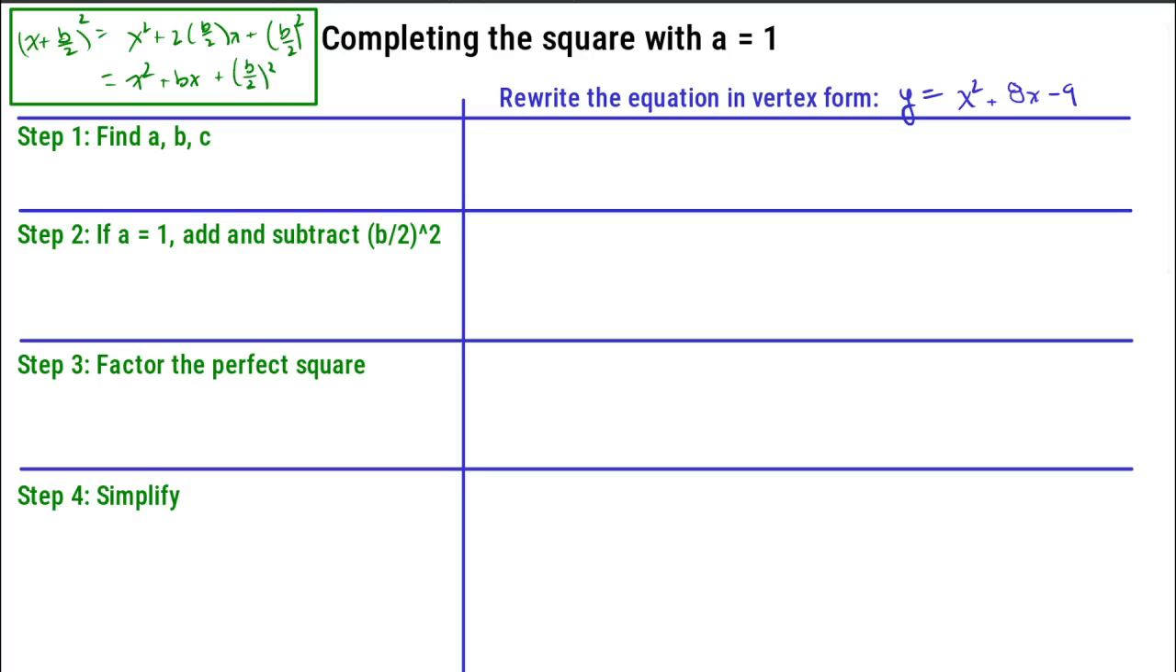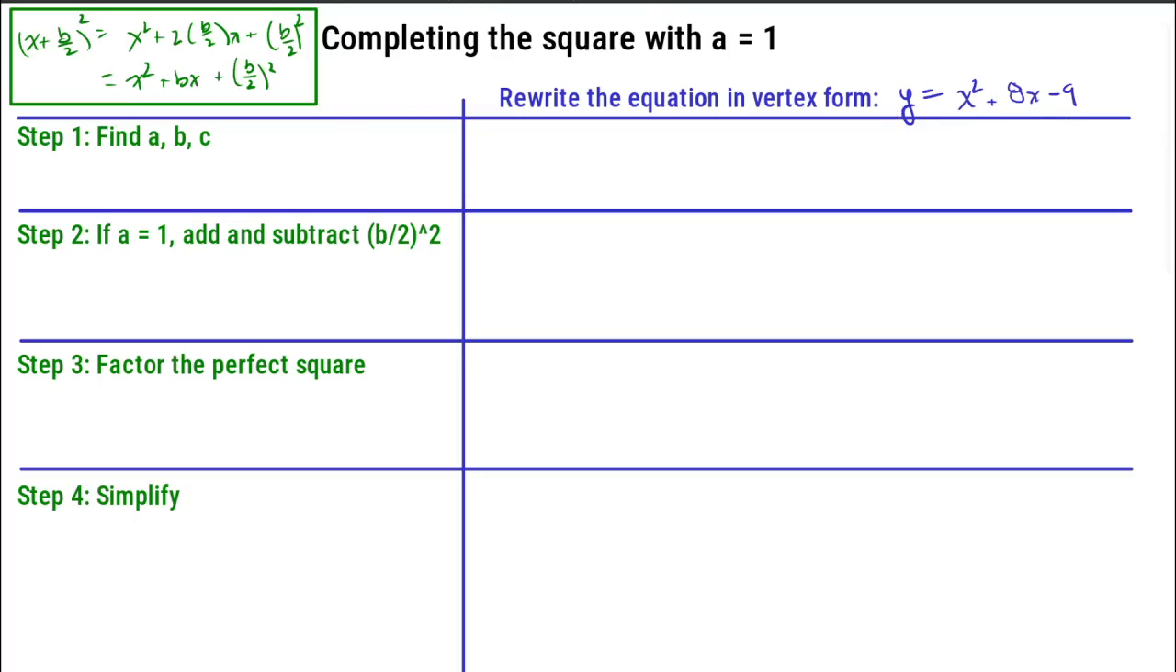And so if we're trying to rewrite things in vertex form, this b over 2 squared factor is going to be the key that allows us to get there. So let's try this example. y equals x squared plus 8x minus 9.